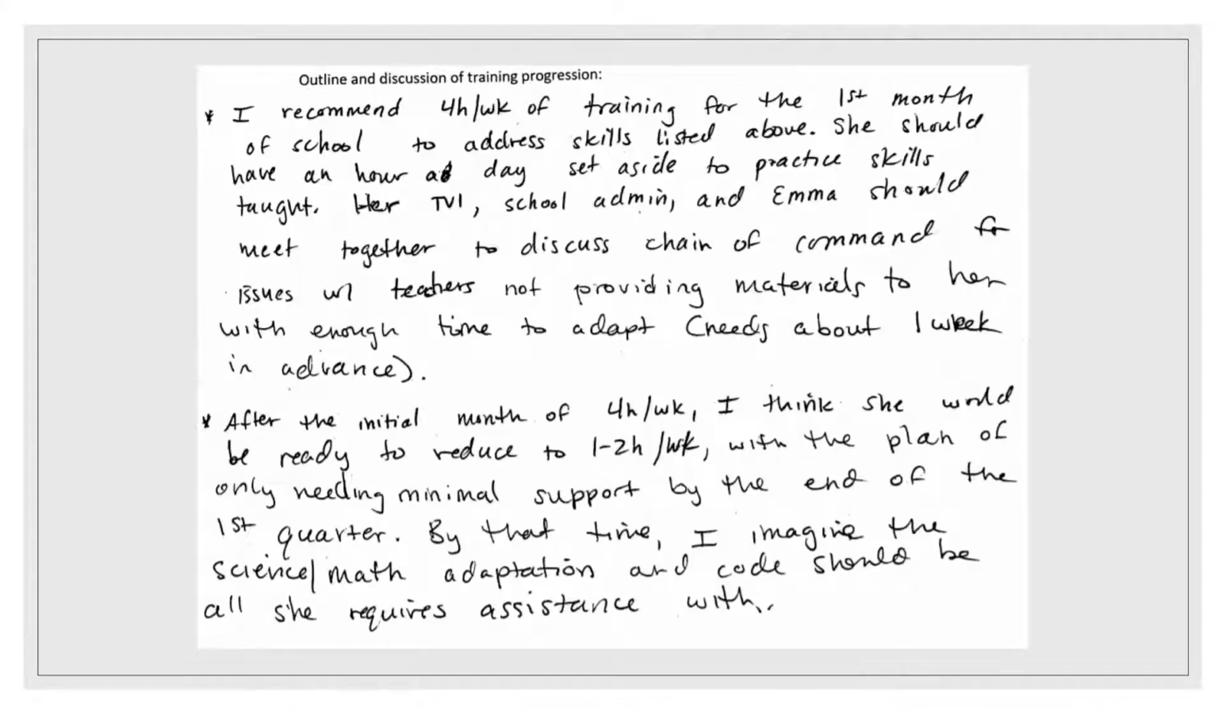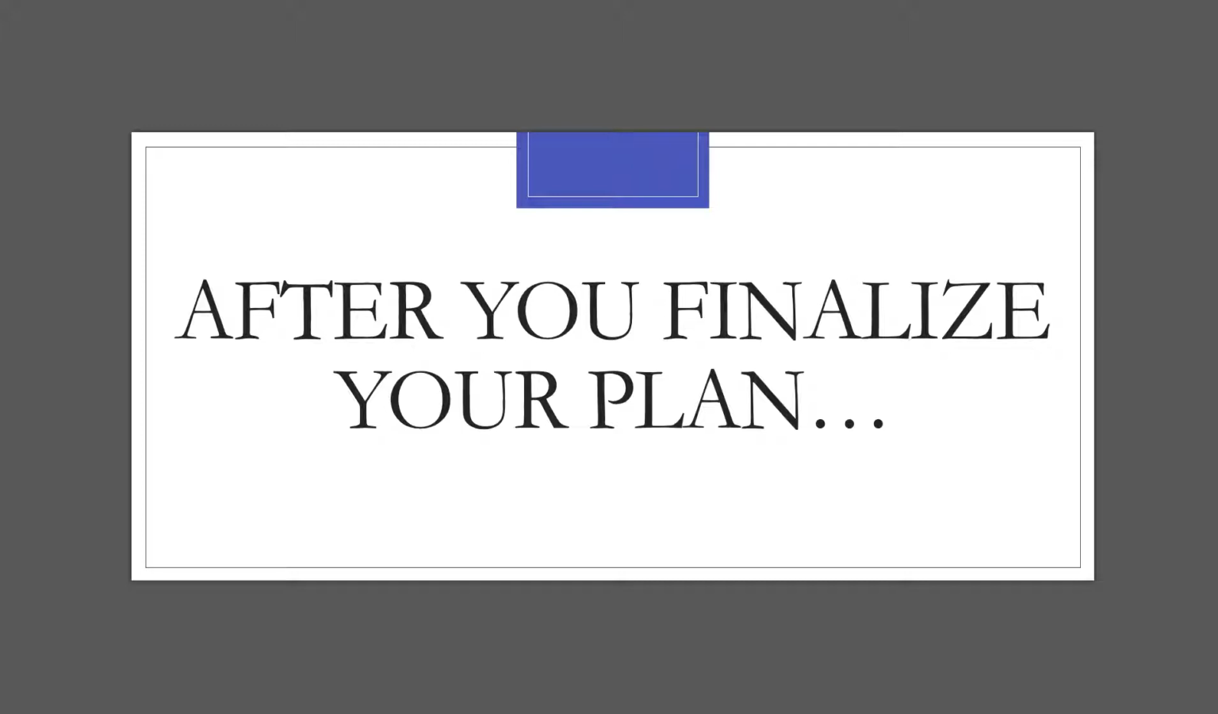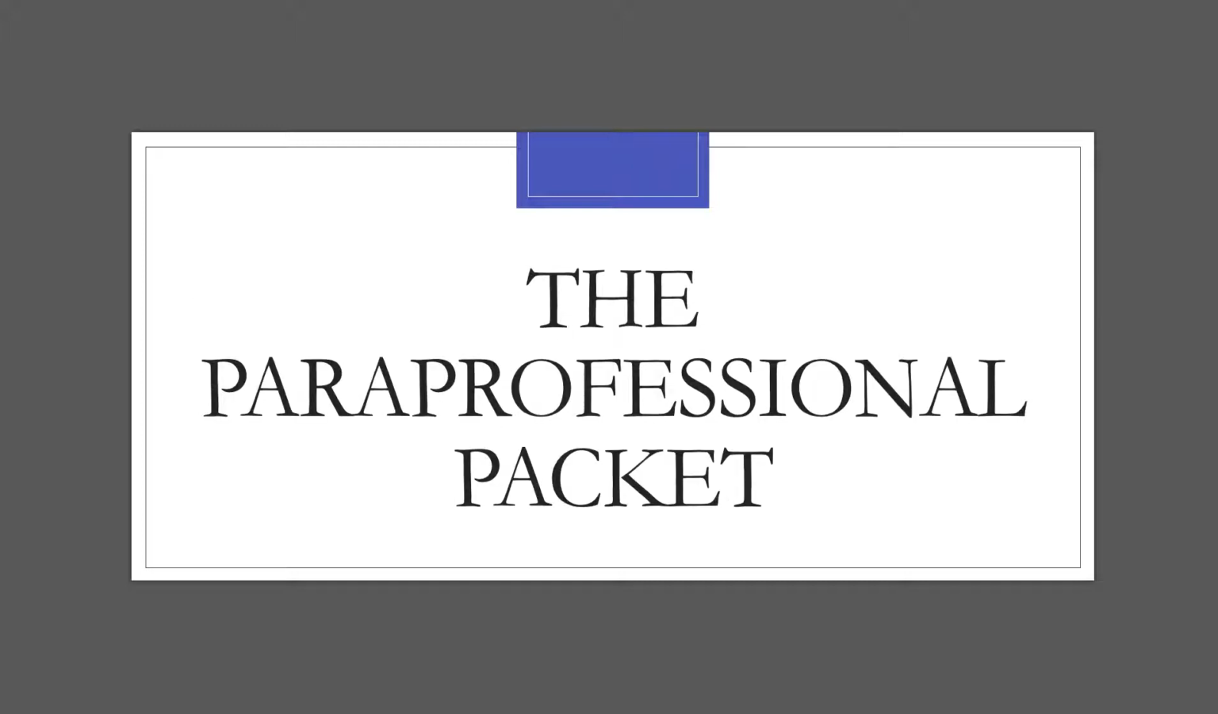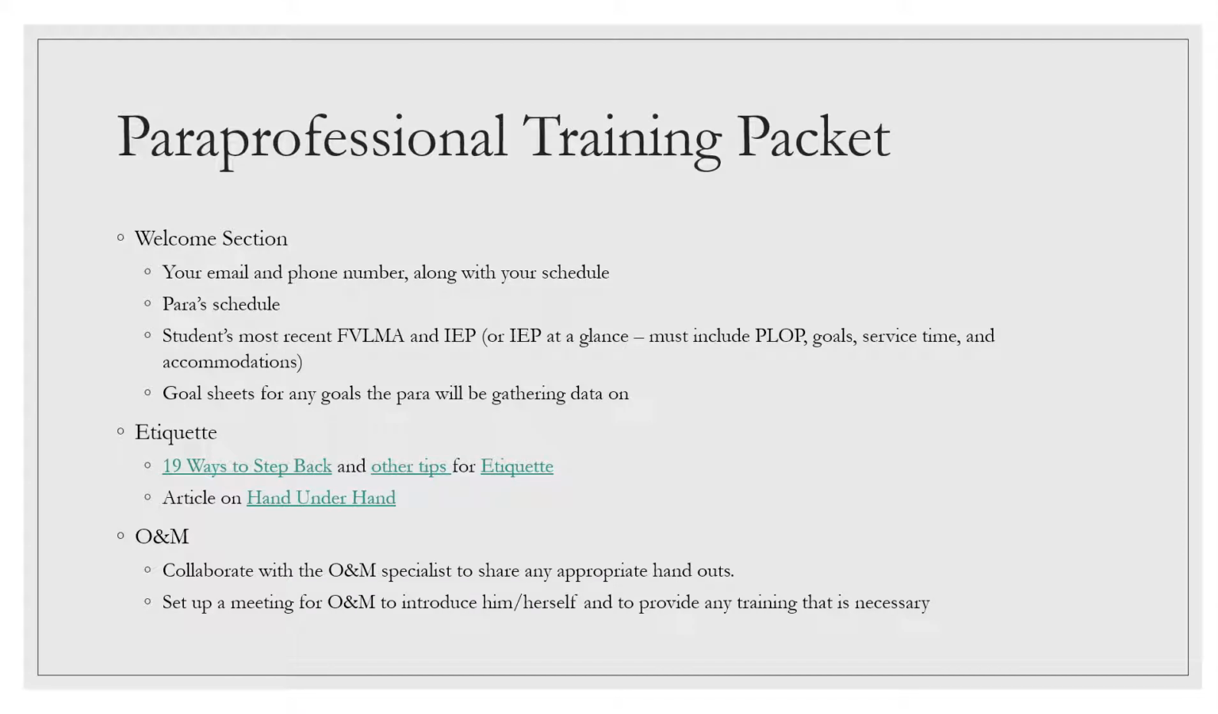We've talked about the training document and we finalized our plan. So now we're going to talk about the paraprofessional packet. In the packet that I provide my paraprofessionals, I have a welcome section. And in my welcome section, I include my email and my phone number along with my schedule and when I plan to be working with the student that my paraprofessional is assigned to and when I plan to be providing the training and support for my paraprofessional.